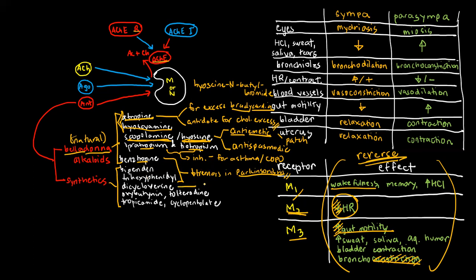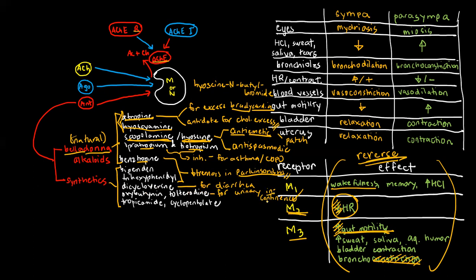Dicycloverine is another synthetic anticholinergic, which is used a lot for diarrhea because, just like menstrual cramps, just on other muscles, it is also excessive gut action that causes diarrhea. So you can counteract that as well. Then you have oxybutynin and tolterodine, which are two of the known anticholinergics that can deal with urinary incontinence.